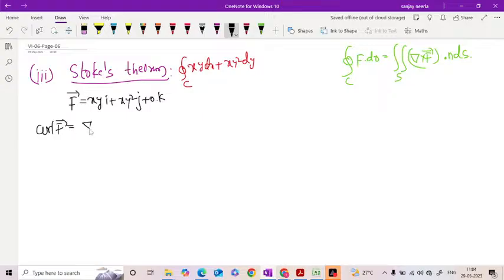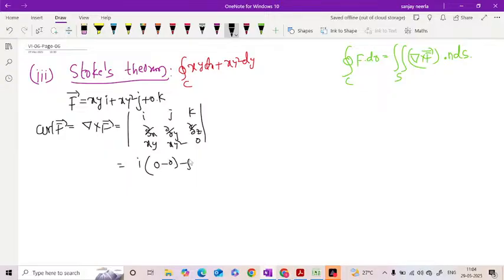Curl F, or del cross F, is equal to the determinant with rows i j k, dou by dou x, dou by dou y, dou by dou z, and the third row xy, xy square, and 0. After finding the determinant, 0 minus j into, after differentiating, 0 and 0, plus k into, after differentiating with respect to x, it is y square, and after differentiating with respect to y, you will get minus x.